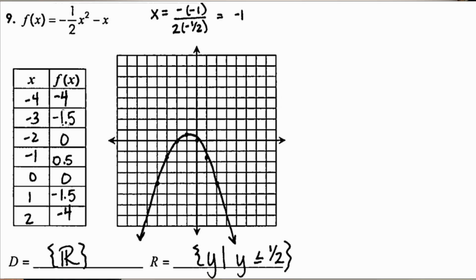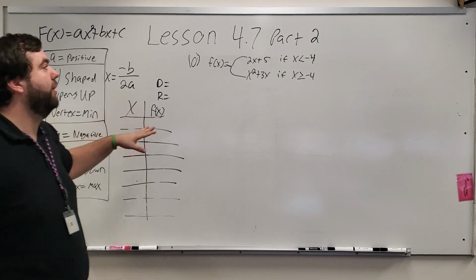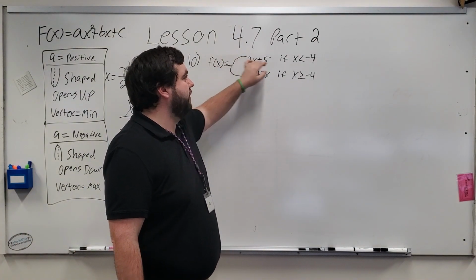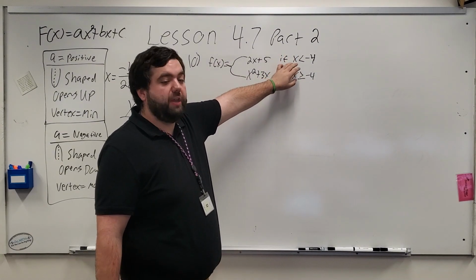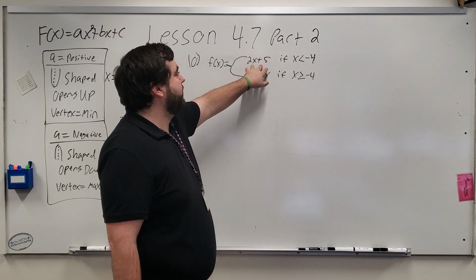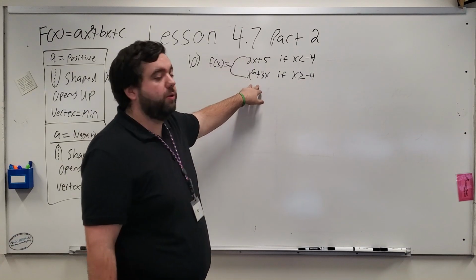I'm going to move on to 10 because it's a piecewise function. I kind of want to go over this again. I feel like some of you still were struggling. So a piecewise function is a function with 2 or more functions. And each of those functions has a domain restriction. So I can only use x less than negative 4 for this equation. X greater than or equal to negative 4, it goes into this equation.